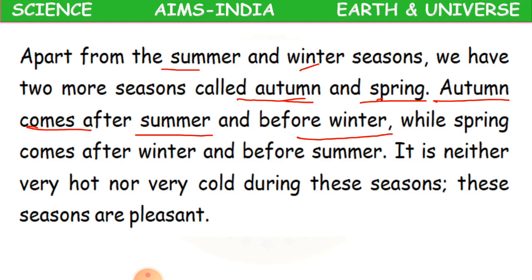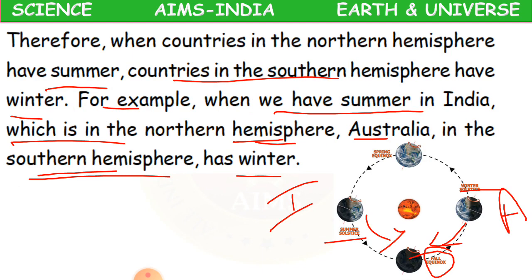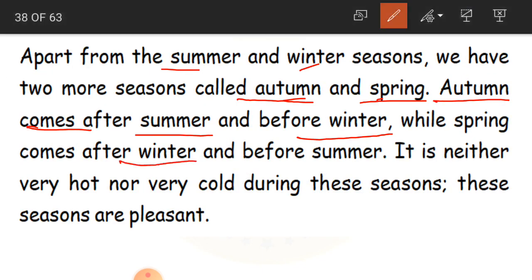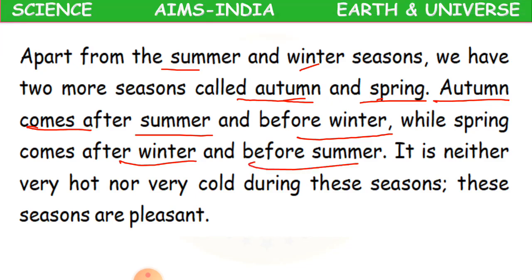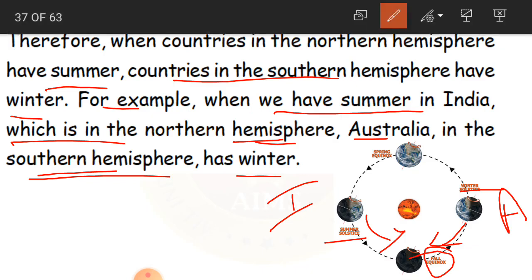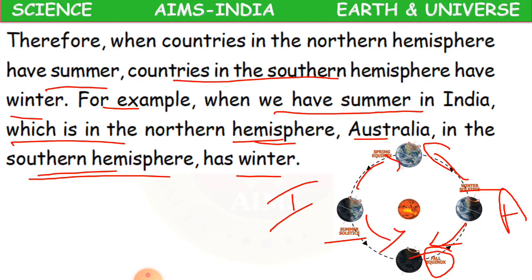Okay children, and now spring comes after winter and before summer. See here, again the other season, spring. So when does this come? Spring is going to come after winter and before summer. Okay children, so this is how you will be getting the seasons.